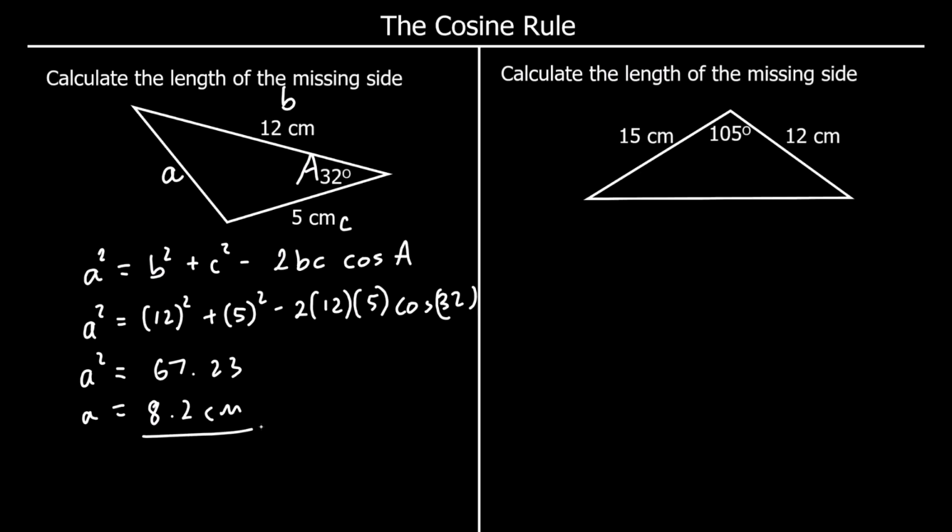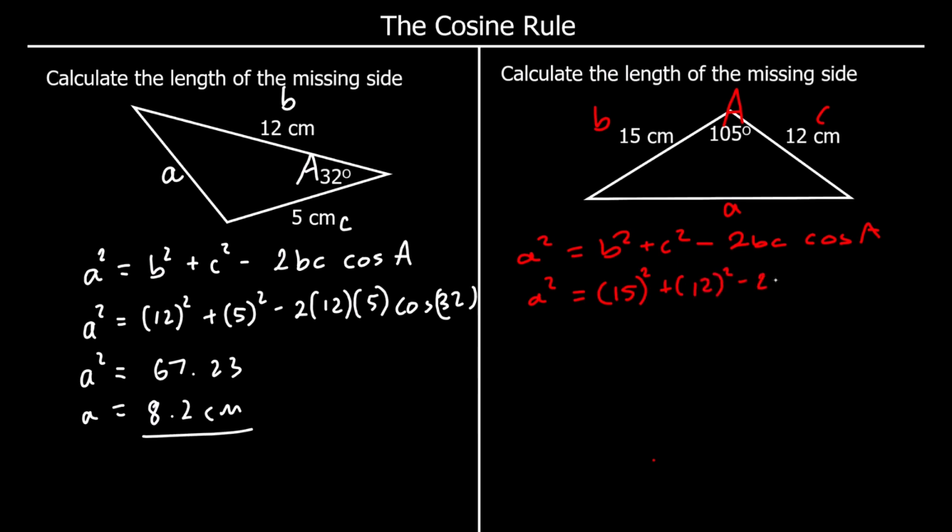One for you to try. Pause the video, give it a go. So again, we've got two lengths and the angle between them, so we know we can use the cosine rule. Big A is opposite little a. The other two are called b and c. And the cosine rule: a squared equals b squared plus c squared minus 2bc cos A. Substituting in to the cosine rule: 15 squared plus 12 squared minus 2 times 15 times 12 cos 105.